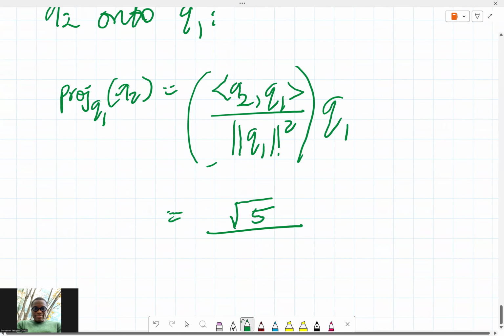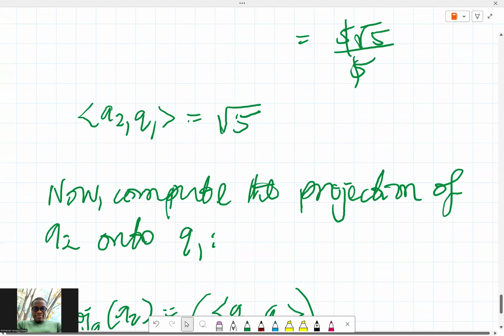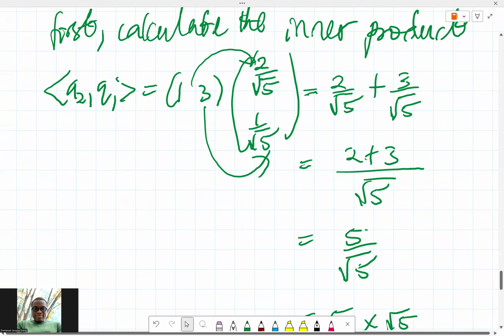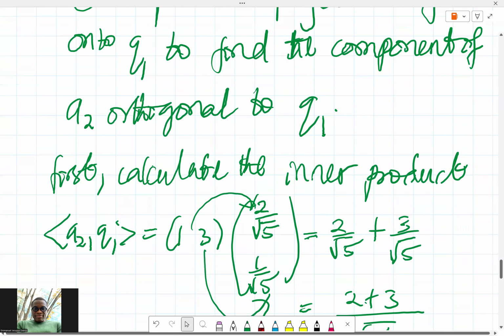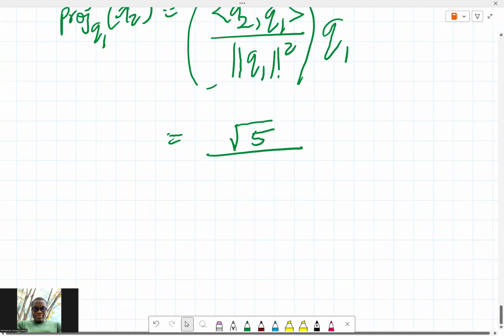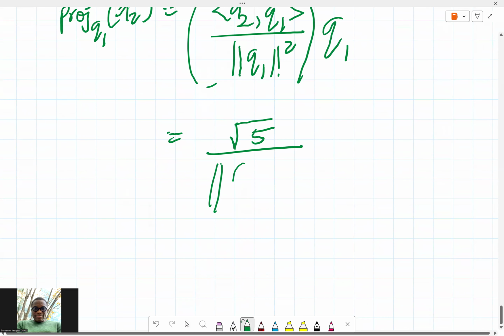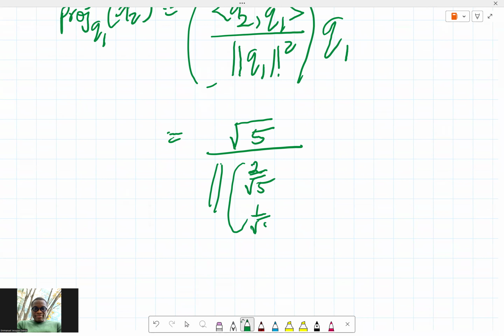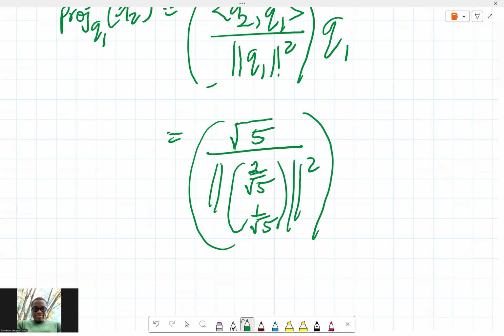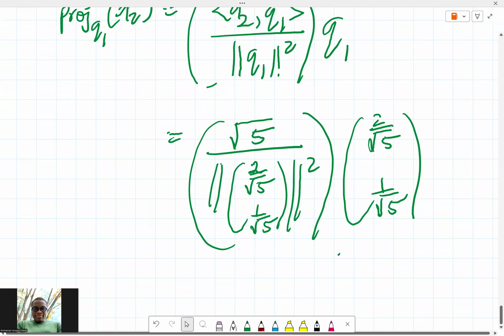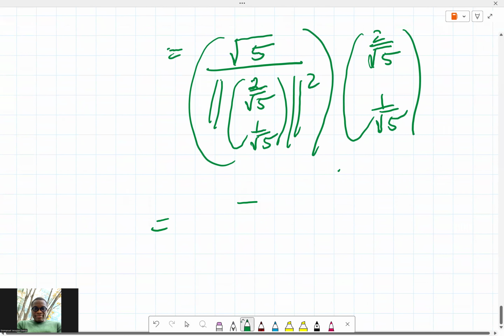Then the norm of Q1 all squared. So Q1 is 2 over root 5, 1 over root 5. So that's like the norm of 2 over root 5, 1 over root 5, all squared. So this now multiplied by Q1 again, that's 2 over root 5, 1 over root 5. Okay. So that continues, and we have root 5.